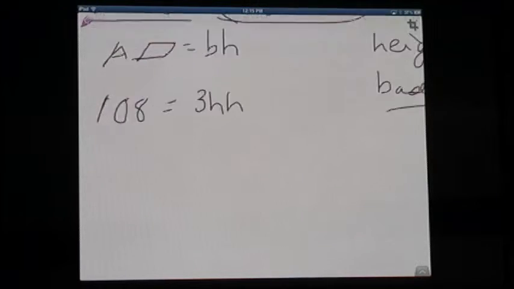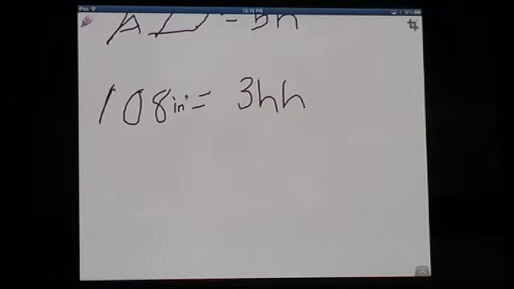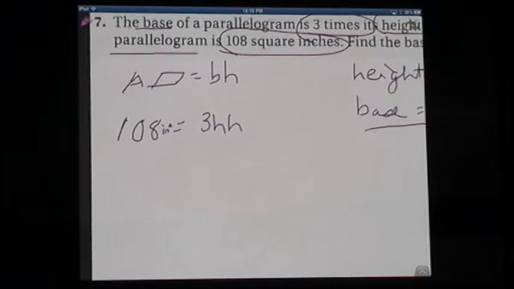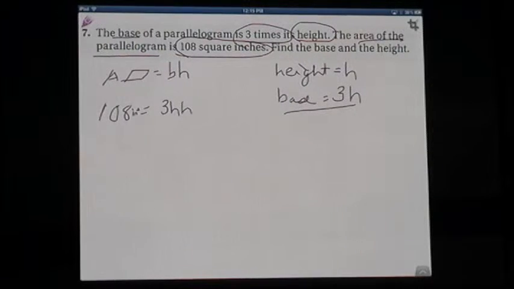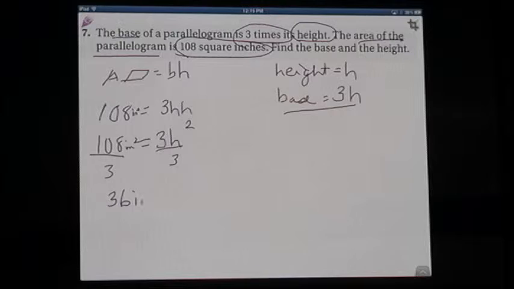Now you can even write in square inches if you want to, which is nice because it winds up working out. You can see how the units will turn into what they are. Okay, so h times h is h squared. So we get 3h squared is equal to 108 inches squared. Divide by 3 on both sides. 108 divided by 3 is 36 inches squared.